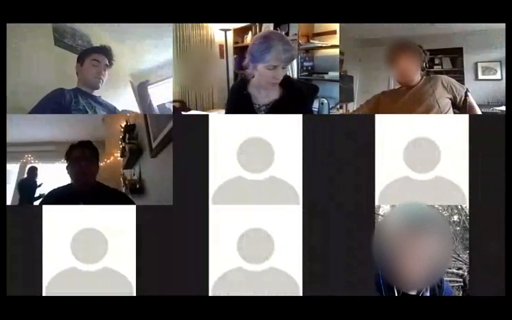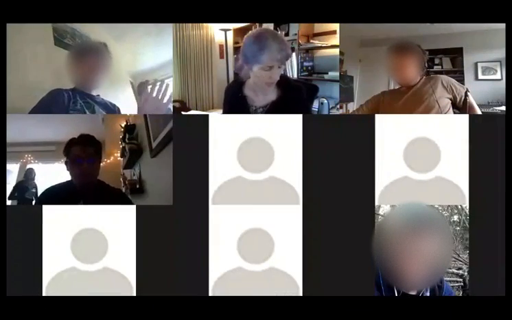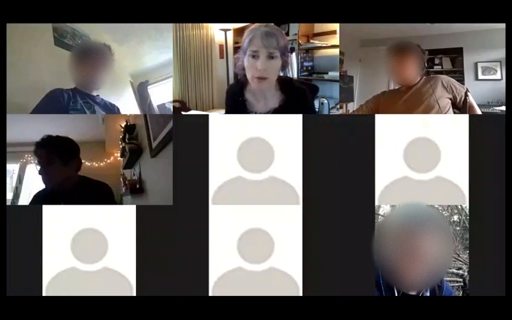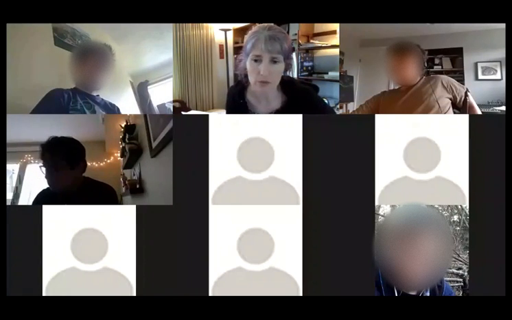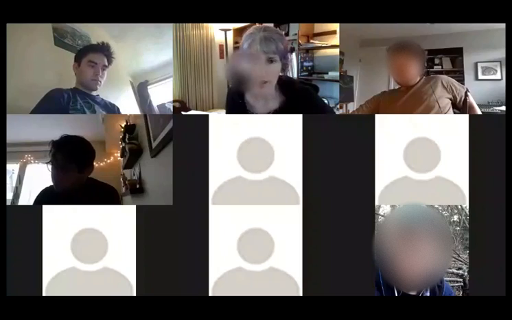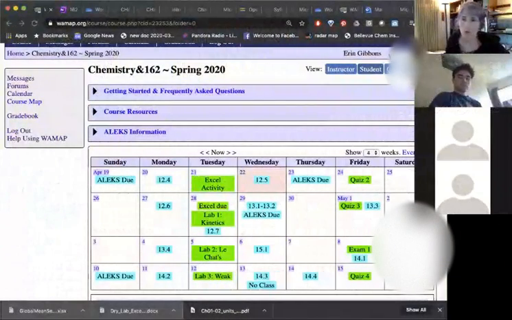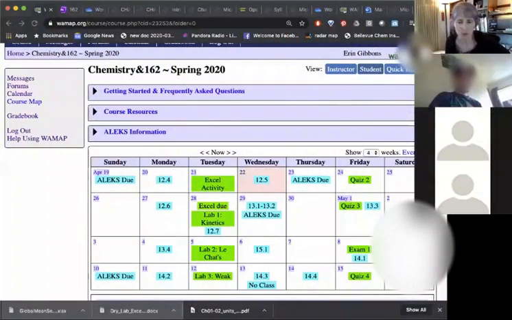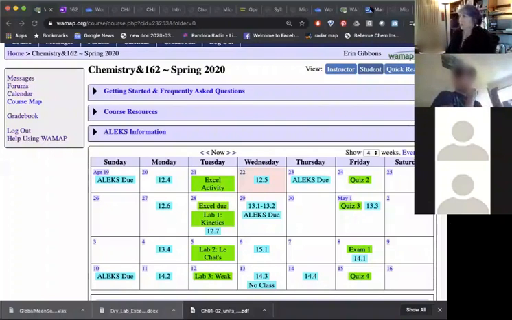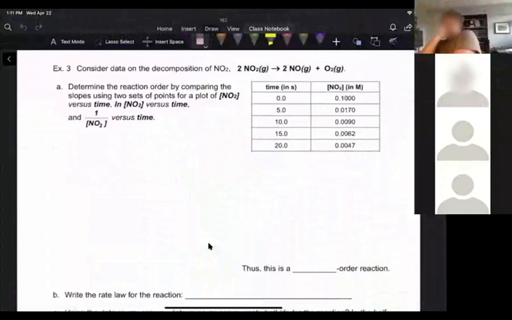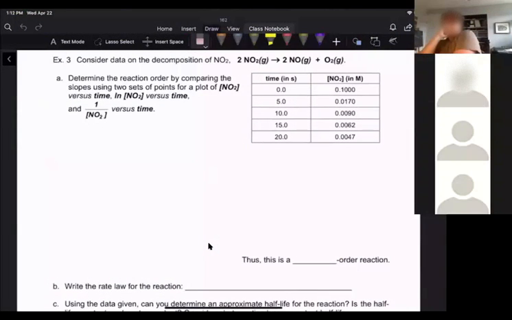Oh yeah, we were on page 23 and example 3, and I popped that into Excel yesterday. Do you remember how that came out? We found that the 1 over concentration versus time was linear. So what does that mean? That's a second order. Yeah. So on this one, example 3, we graphed it yesterday and we found that this one was linear.